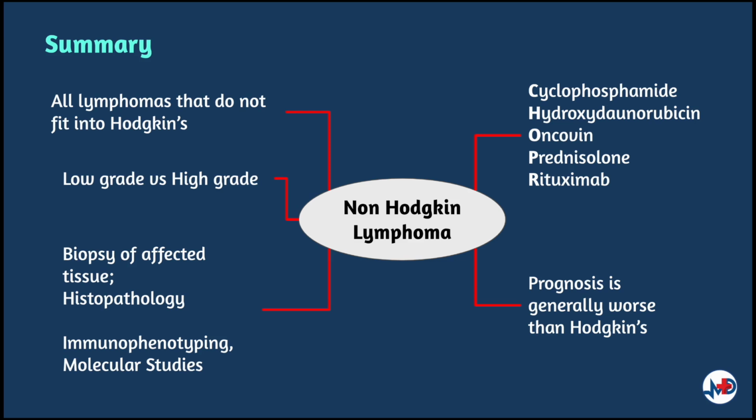Diagnosis is based on histopathological examination of affected tissue as well as immunophenotyping and molecular studies which allow identification of specific subtypes. Treatment varies between each subtype of NHL, but generally comprises chemotherapy and radiation. The most common regimen used is CHOP, C for cyclophosphamide, H for hydroxydaunorubicin, O for Oncovin, and P for prednisolone, R for rituximab, which is added to the CD20 positive disease. Prognosis of this type of lymphoma is worse than of Hodgkin's lymphoma.